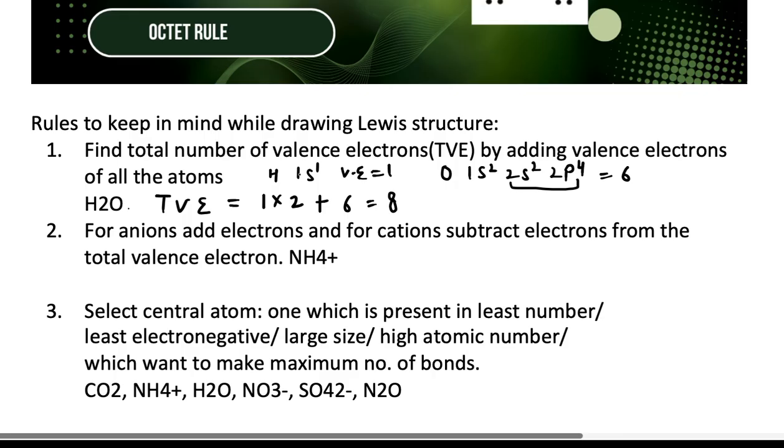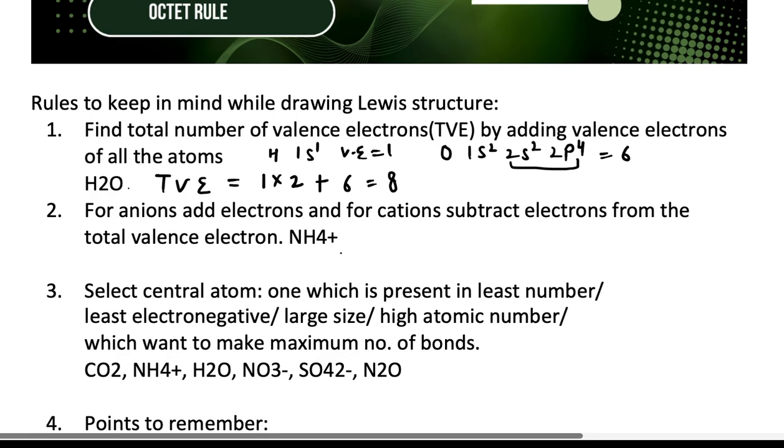Okay, I hope this rule is clear. Secondly, for anions add electrons, for cations subtract electrons from the total valence electron. How to calculate the valence electron of certain molecules where a positive charge or a negative charge is there? For example, ammonium ion. Okay, so how can we do that?